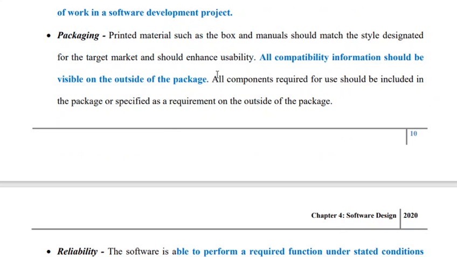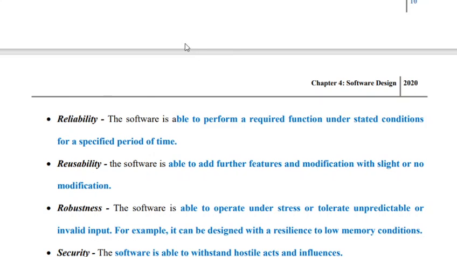So all the components required for use should be included in the package or specified as a requirement outside the package. So this is a mechanism. So whenever you buy a software system, it is properly packaged, because it basically ensures that all the necessary things that are required in order to make that software system usable are packaged properly.